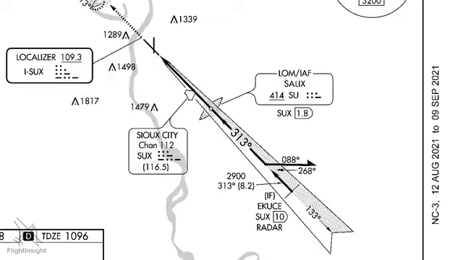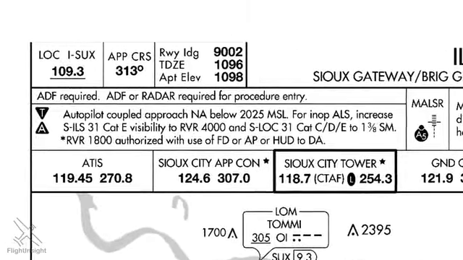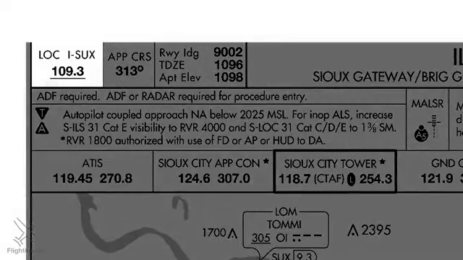You'll always see the right side of the feather shaded on a localizer front course like this, as opposed to the left side, which would be on a back course, which is covered in another video. An ILS approach is flown by tuning the aircraft's navigation equipment to the correct frequency. The top of the plate lists the frequency for this approach as 109.3.